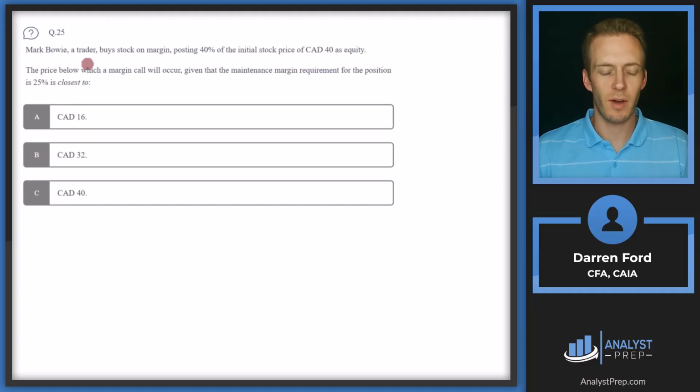Answer B. Question 25. Mark Bowie, a trader, buys stock on margin, posting 40% of the initial stock price of CAD 40 as equity.